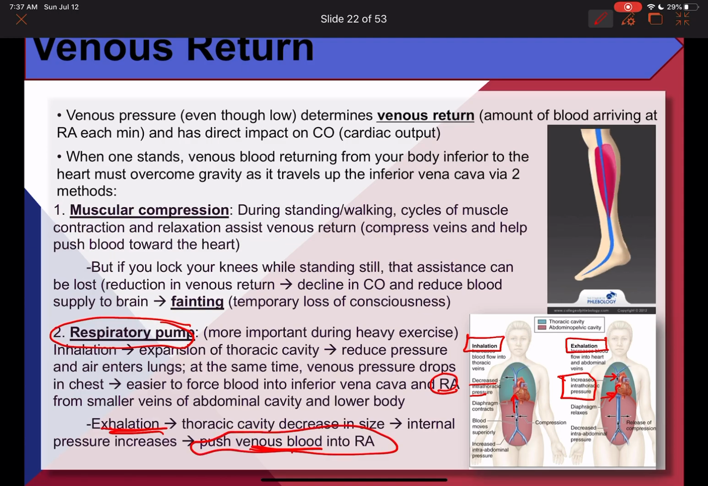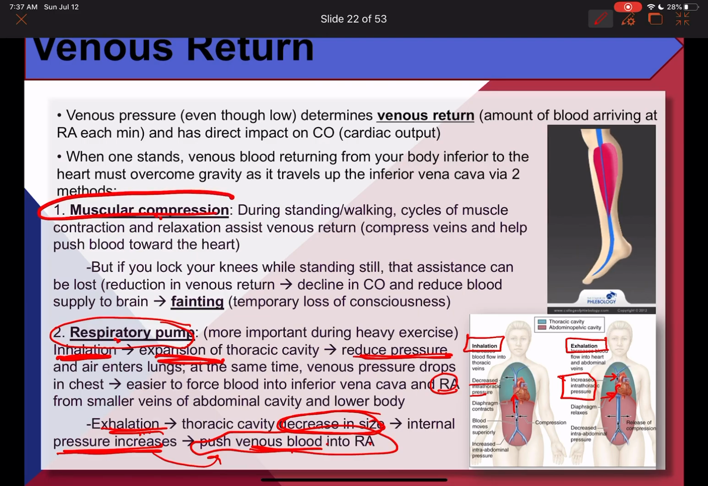So inhalation: expansion of the thoracic cavity, reduced pressure. That's what allows blood into your inferior vena cava. Exhalation: decrease in the size of your thoracic cavity, pressure increases, which provides that extra push for your blood to go into the right atrium of the heart. So that's how the respiratory pump works, and that was how muscular compression works.